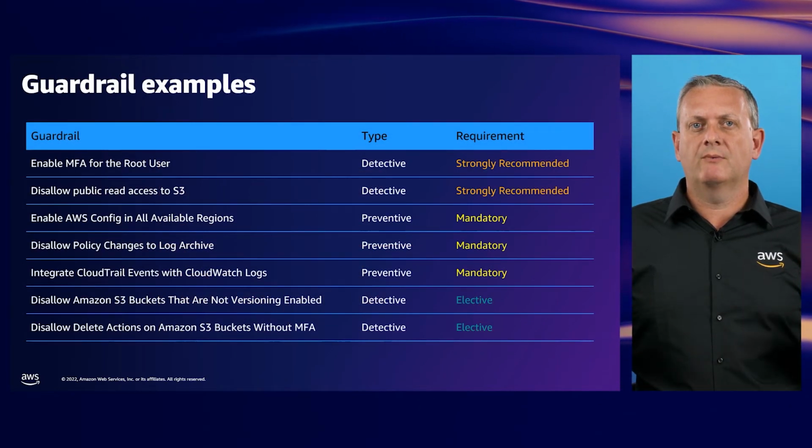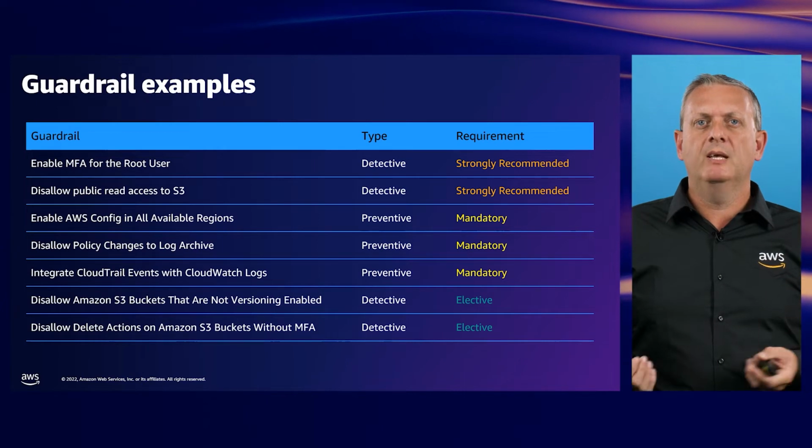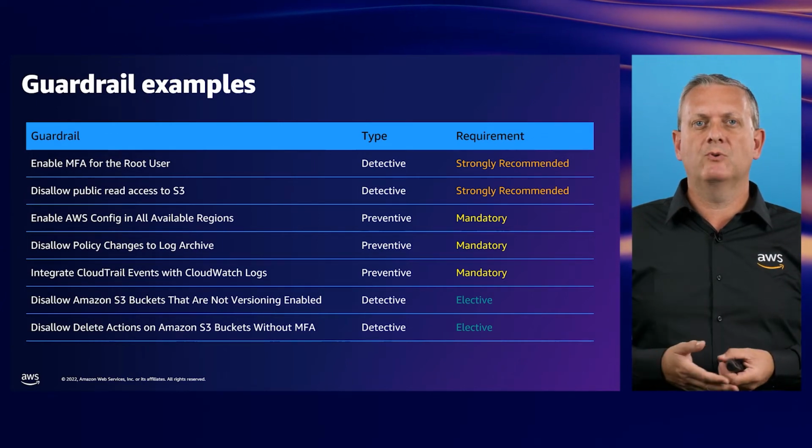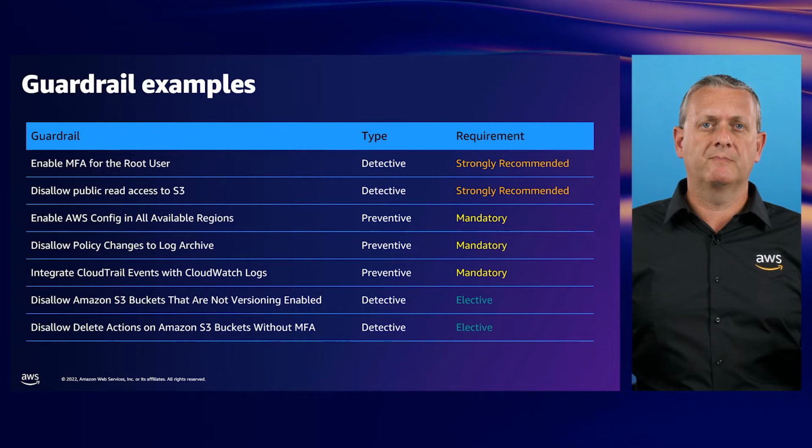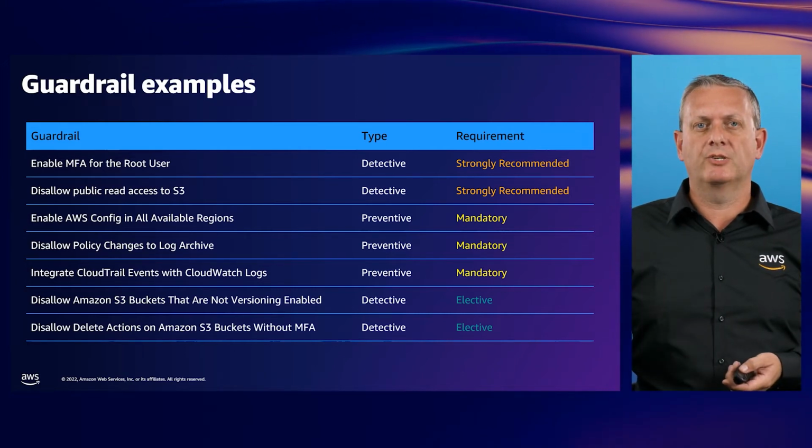Here are some example guardrails available in Control Tower. Key considerations are to apply rules that enforce security best practices such as encryption, and that detect attempted changes to security settings.